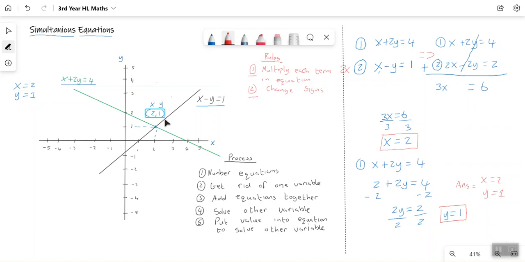So it's the point where the two equations cross each other and the x and y value is on both equations. And then this is the other way that we can solve it, and we can see that we've got the same values. x is equal to 2 and y is equal to 1.